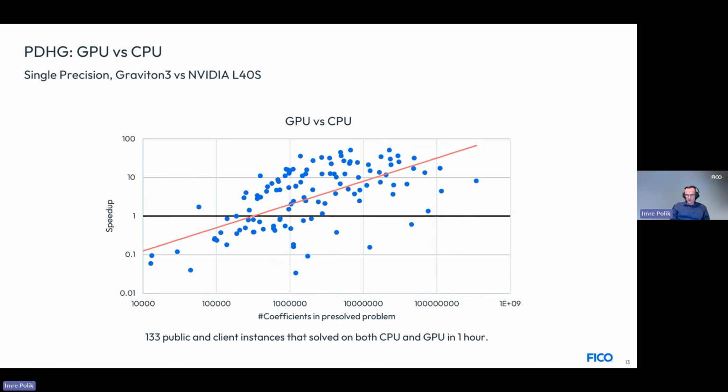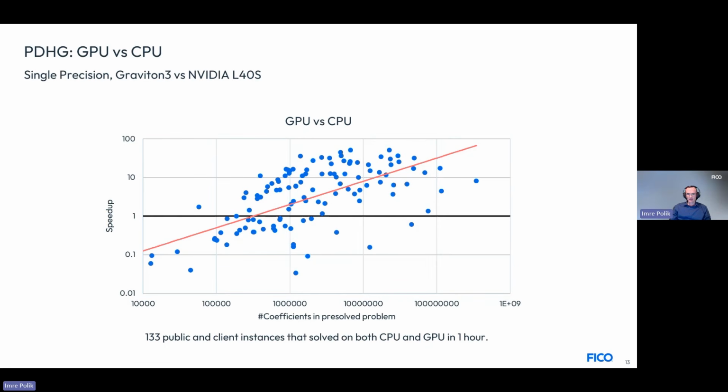So another common question that we receive is, when should I use GPU? What does it depend on, whether the GPU versus the CPU will be better? And here we have a scatter plot of not just those 5 instances. This is over 100 instances, both public and our own clients. And we just plotted the GPU versus CPU speedup on the vertical axis versus the number of non-zeros in the problem matrix on the horizontal axis.